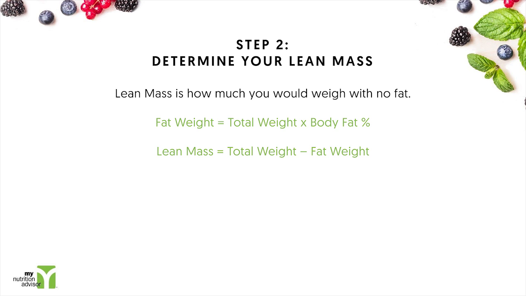Let's look at the equations below. Fat weight equals total weight times body fat percentage. Don't get overwhelmed. This math is actually easy, so stay with me. Lean mass equals total weight minus fat weight.